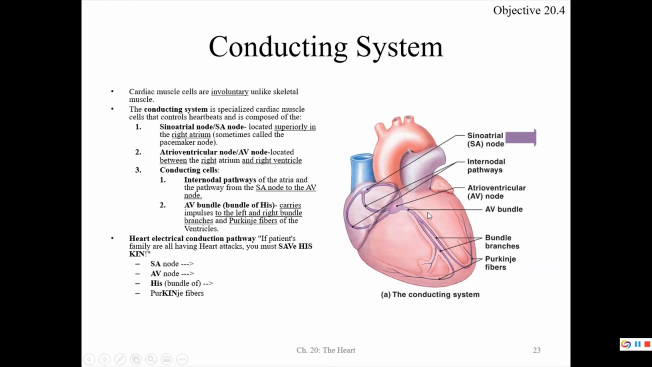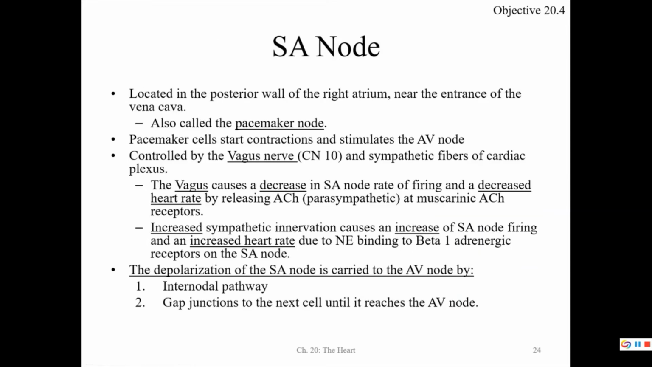Okay, let's talk about the SA node. Now, there are timings I'm going to give. Don't worry about the timings, but I will talk about them in a minute. Again, it's in the upper back wall where the vena cava is. We call it the pacemaker node. Your pacemaker node is what starts the contraction and it stimulates the AV node.